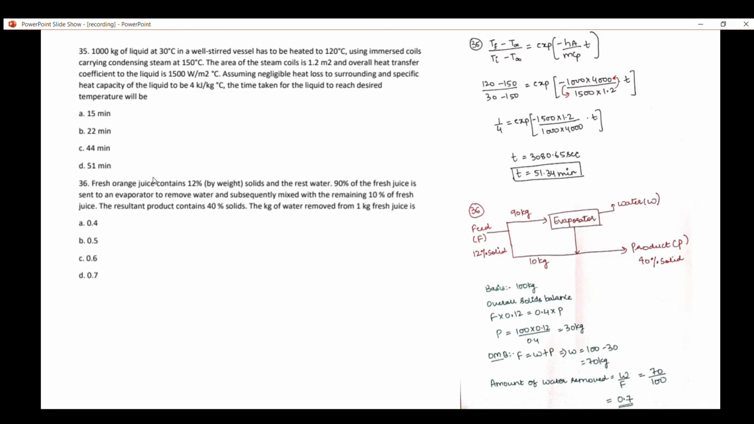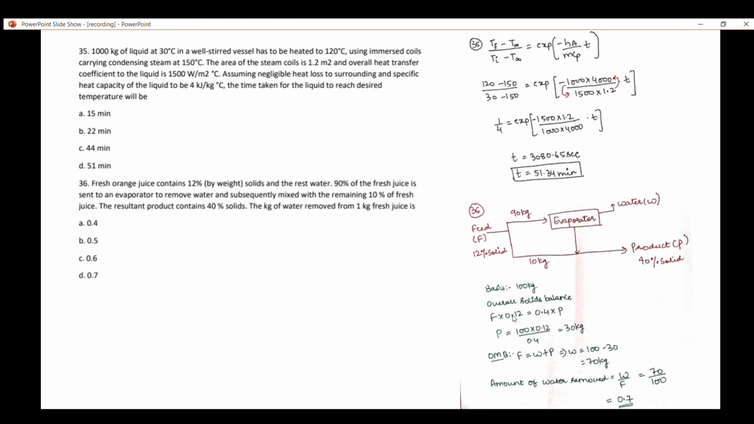Next, fresh orange juice contains 12% solids and rest water. 90% of the fresh juice is sent to an evaporator to remove water and subsequently mixed with remaining 10% of the fresh juice. We need to find out the kg of water removed from 1 kg fresh juice. Okay, so for these kind of questions, it is better to represent them like this, and we'll do overall solid balance on the basis of 100 kg of feed.